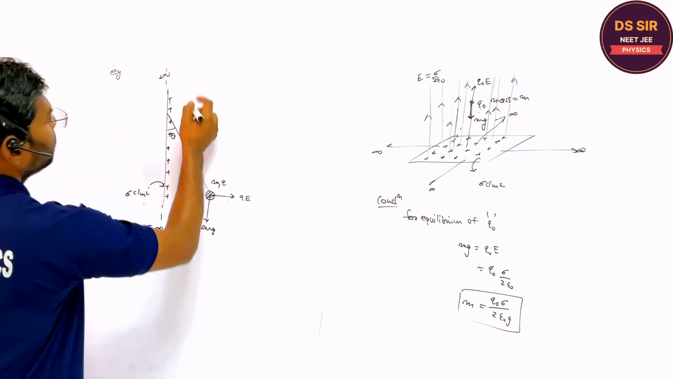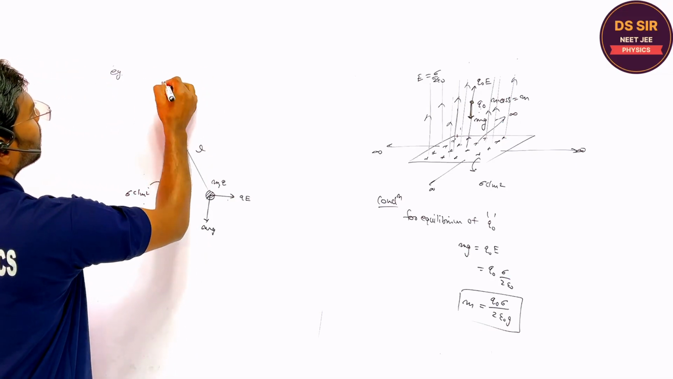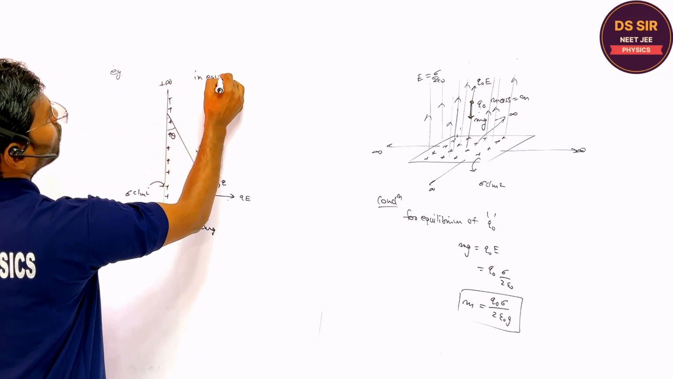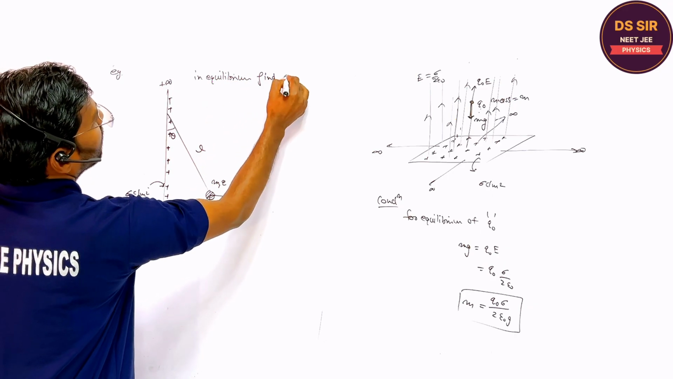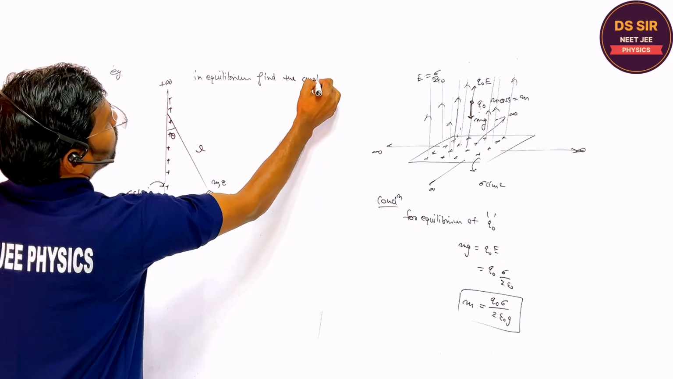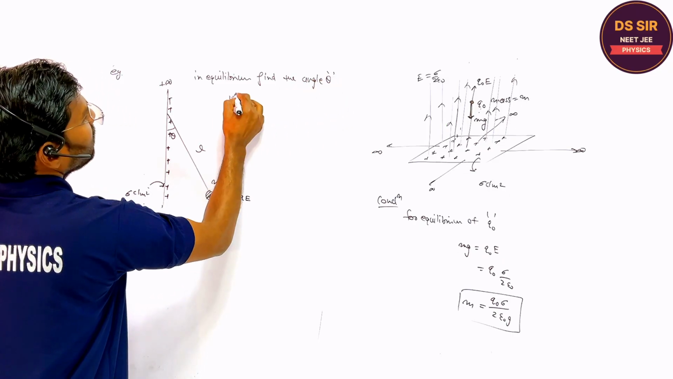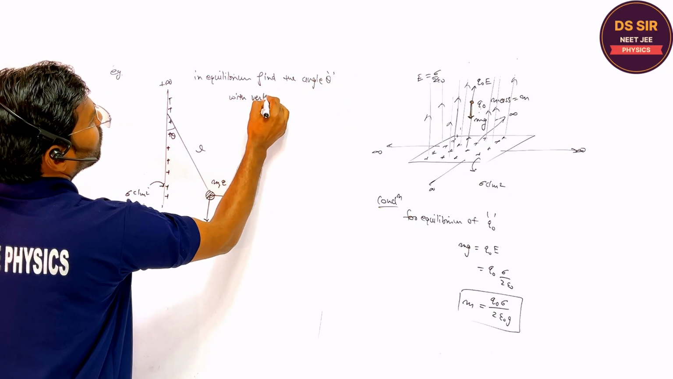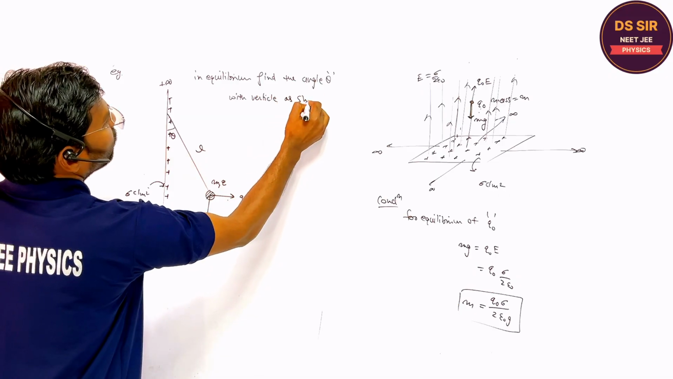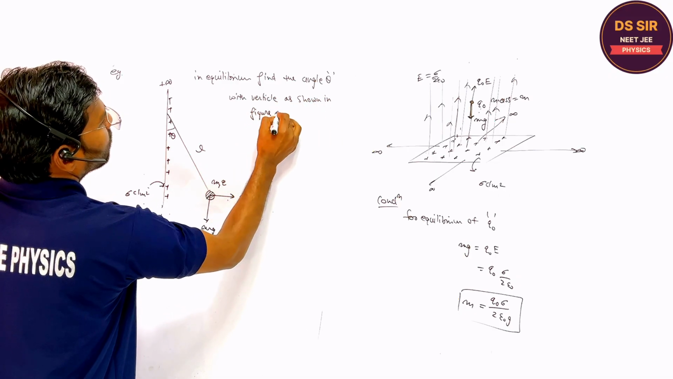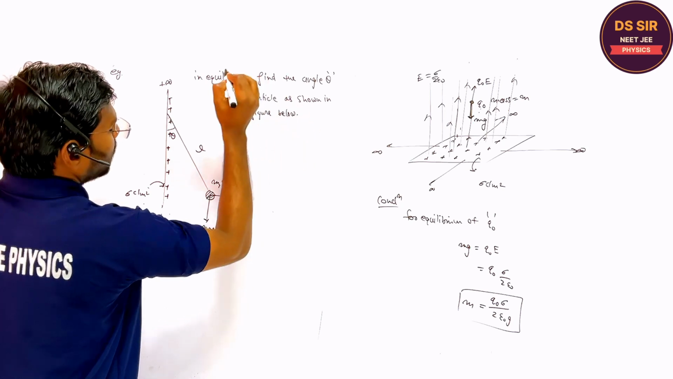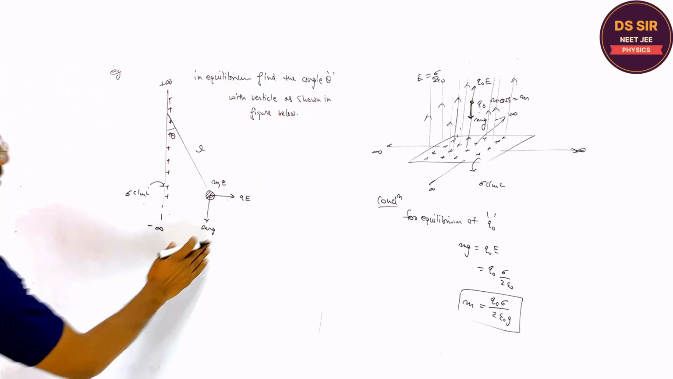In equilibrium, find the angle theta with the vertical as shown in the figure below, right? Copy this.